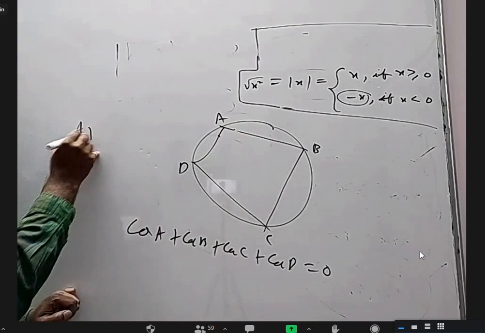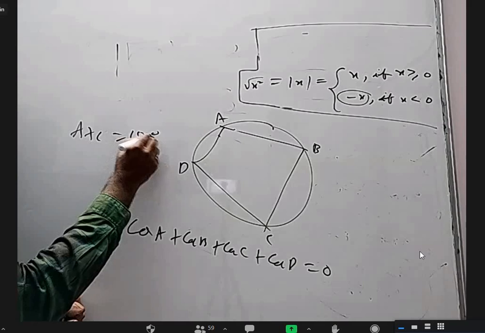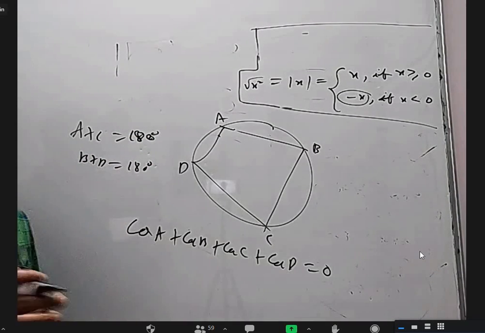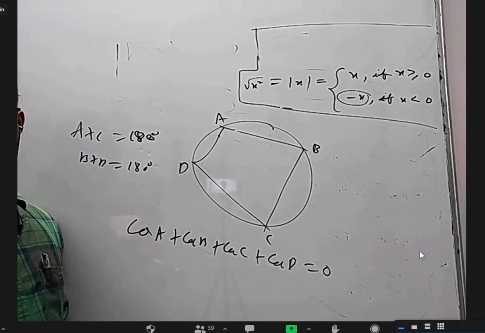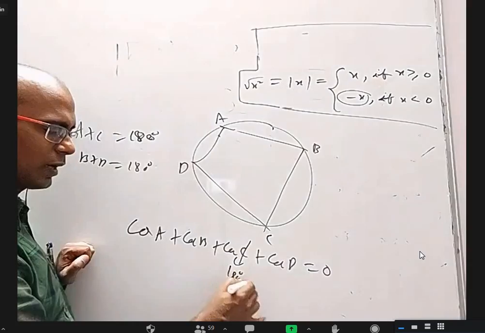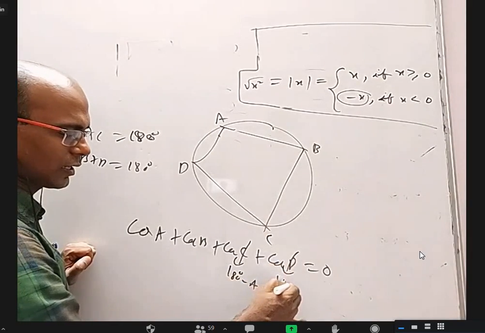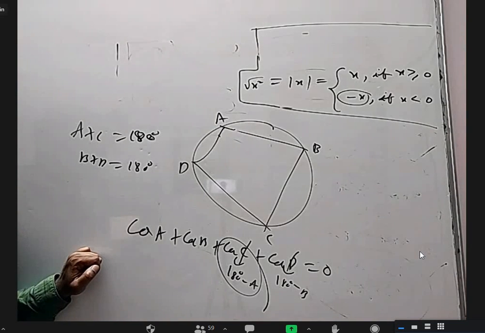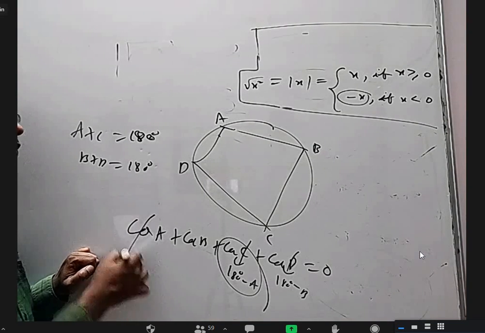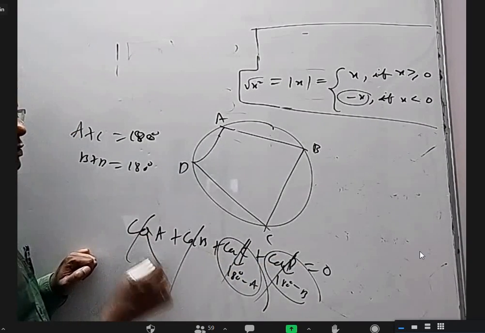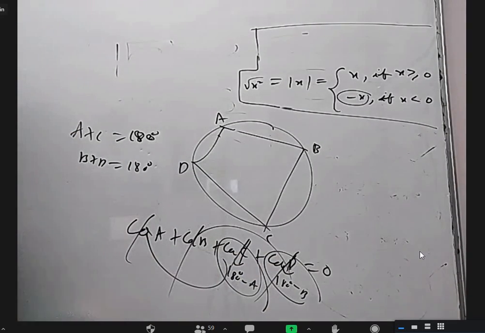The main point is A plus C is 180 degrees separately, and B plus D is 180 degrees separately. In a cyclic quadrilateral, the sum of opposite angles is 180. So in the place of C, I can write 180 minus A. In the place of D, I can write 180 minus B. And cos of 180 minus A is minus cos A, right? So these two will cancel. Similarly, cos of 180 minus B is minus cos B. These two will cancel. So the total is 0. Just a simple formula based on what we discussed.